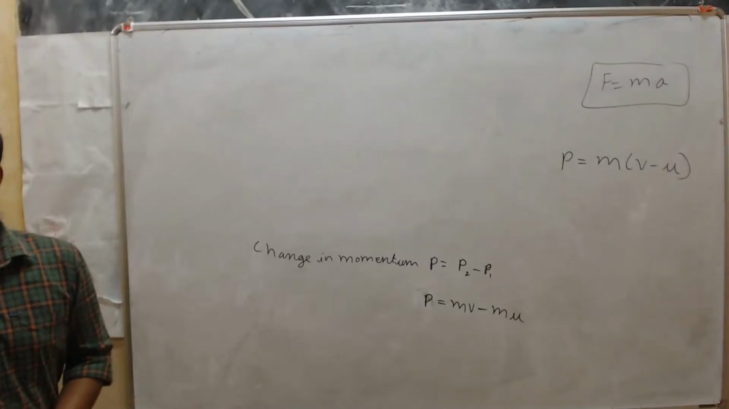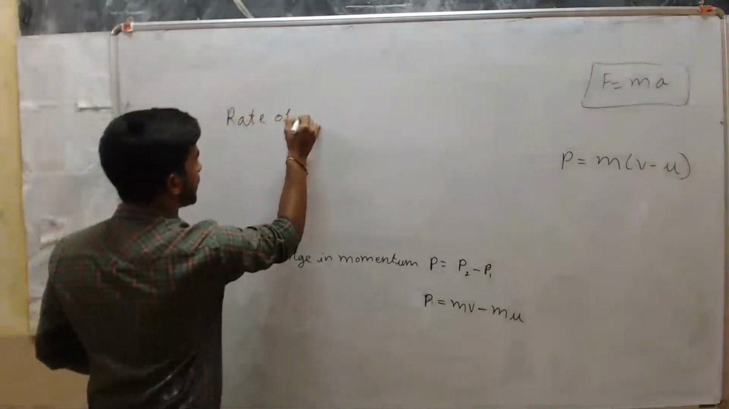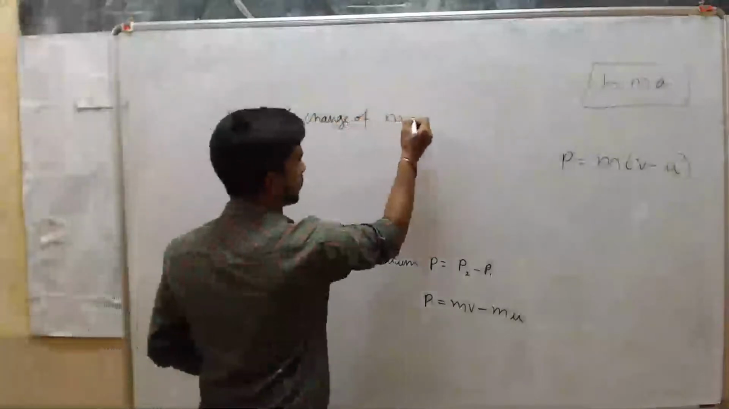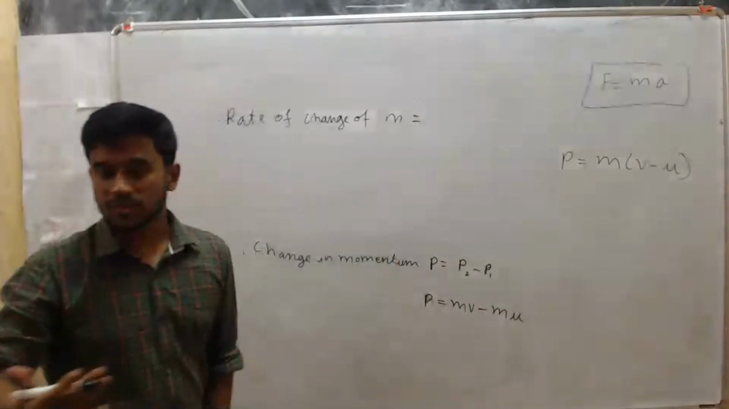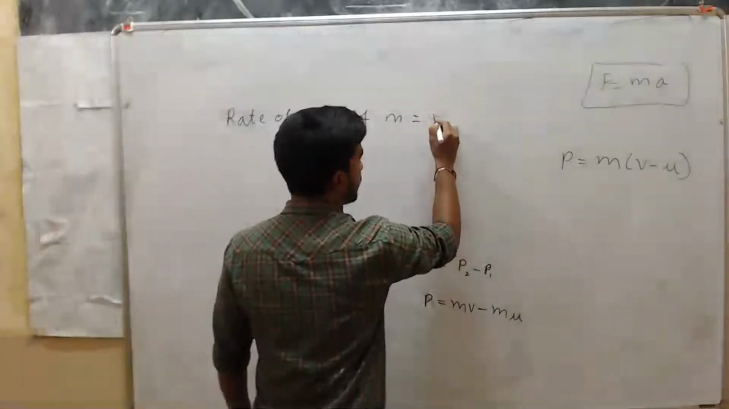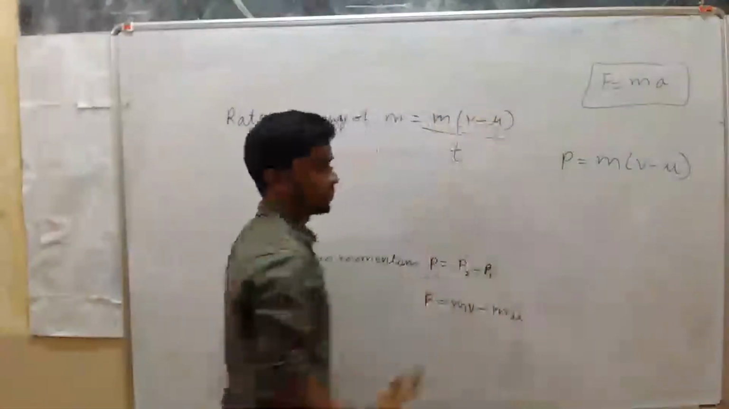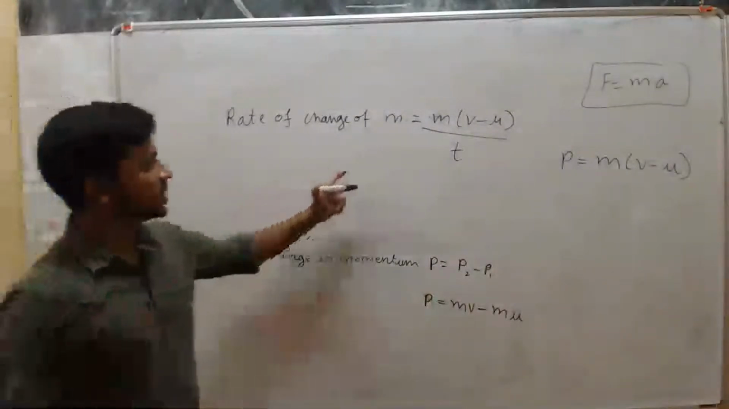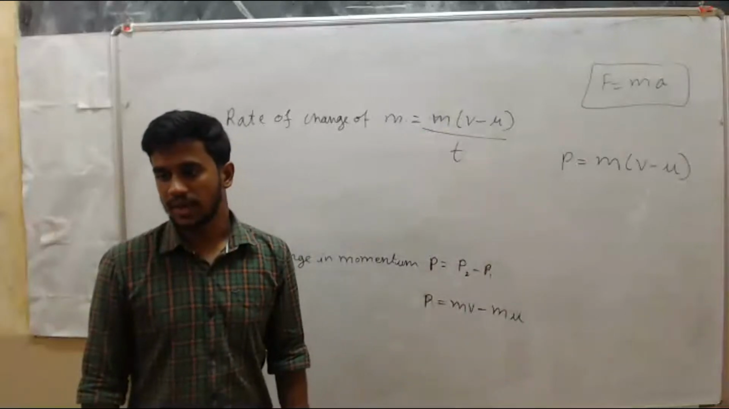Now, the rate of change of momentum, what is that? Rate means something divided by time. So the rate of change of momentum is m into v minus u divided by time. So it is clear, right? The rate of change of momentum is equal to m times v minus u divided by the time taken.